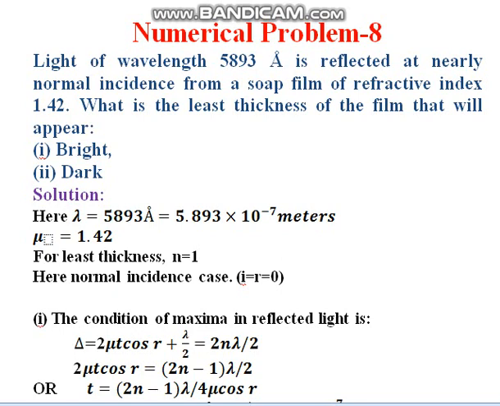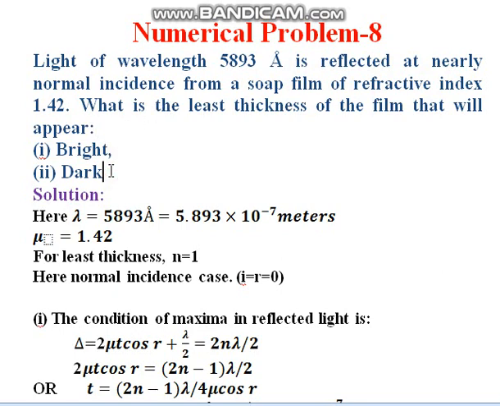Light of wavelength 5893 angstrom is reflected at nearly normal incidence. This is the case of reflection, since the word reflected is used here, and this is the case of normal incidence, that means i = r = 0, from a film of refractive index 1.42. What is the least thickness? Least thickness means n = 1 of the film that will appear bright or dark.